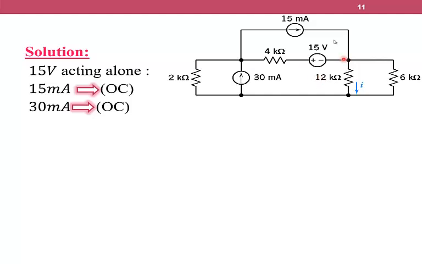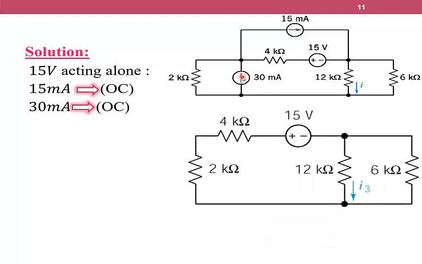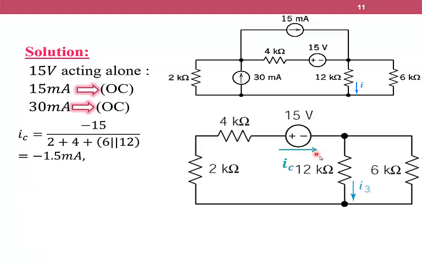Third, we are interested now in the third independent source, which is the 15 volt. So we are going to isolate the 15 milliampere by making it an open circuit and the 30 milliampere by making it an open circuit. The circuit is reduced to this circuit. Right now we are going to calculate IC. IC from Ohm's law equals the voltage source over R equivalent. For R equivalent, we have here 2 plus 4 and here 12 with 16 are connected in parallel. So IC will be minus 1.5 milliamperes.